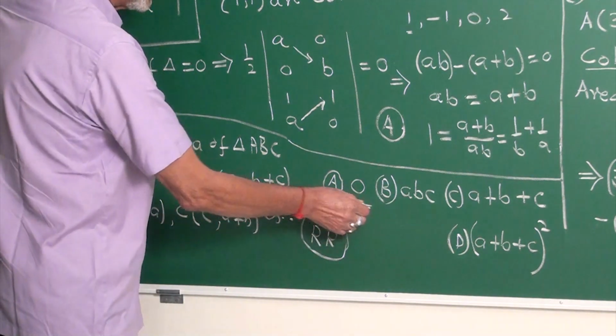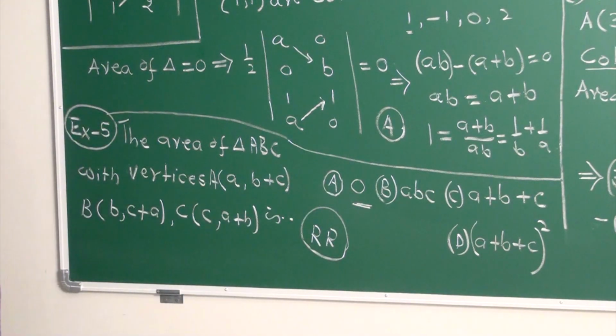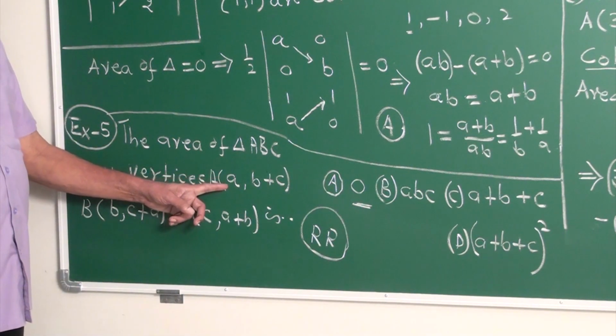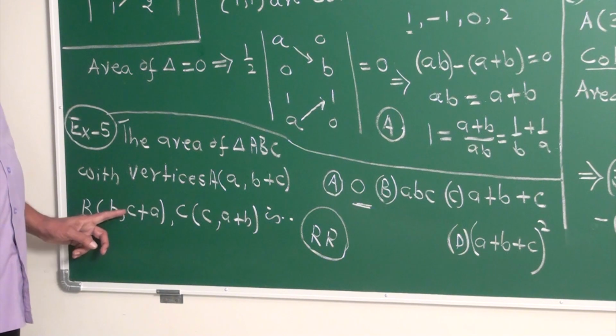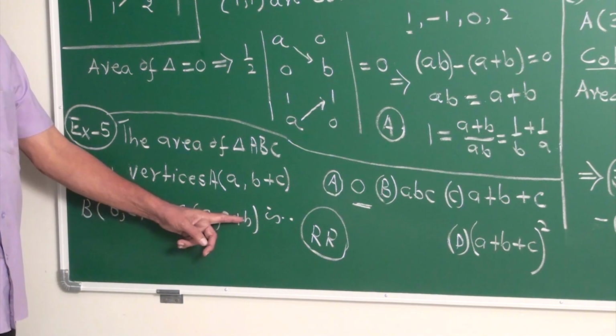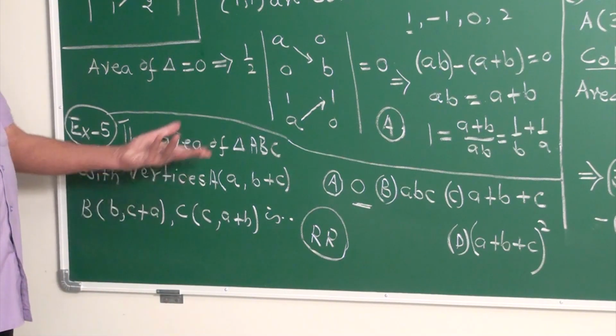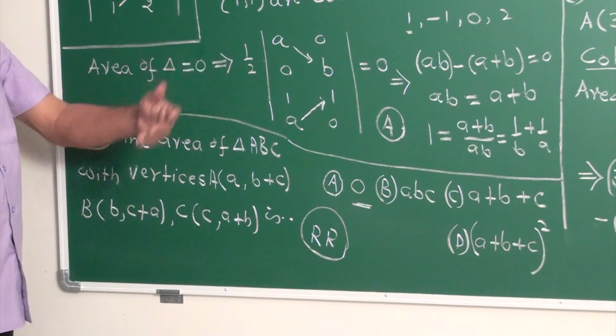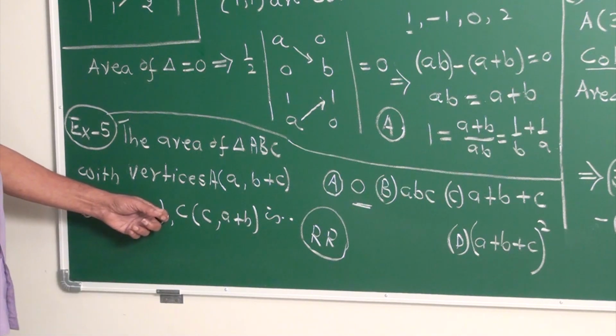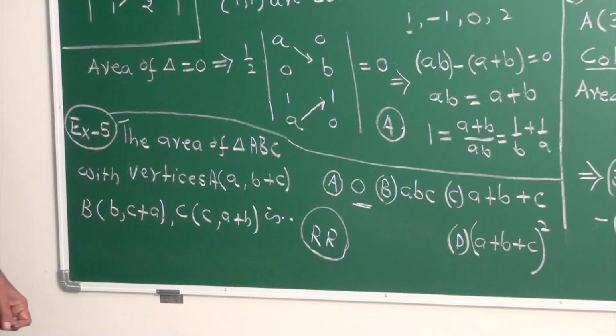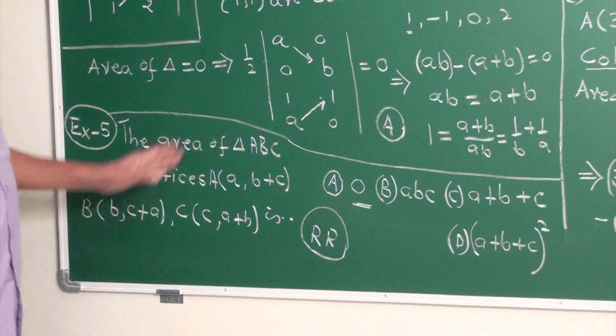The answer is 0, my friend. See, they are with a cyclic A, B, C, B, C, A, C, A, B. Then what is the area? 0. Otherwise, you can go with any method, either this method, otherwise your usual method. In this case, the area of the triangle is 0.